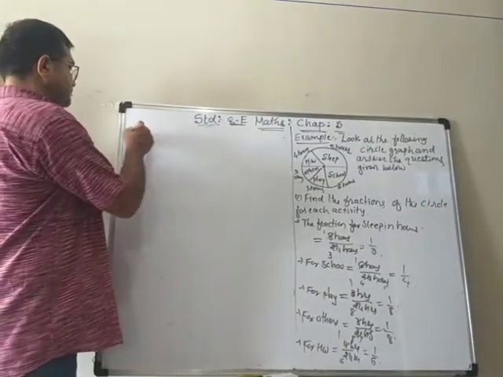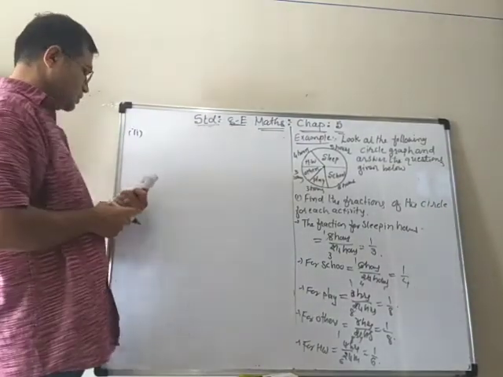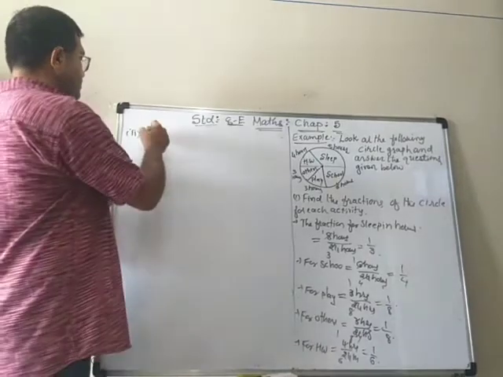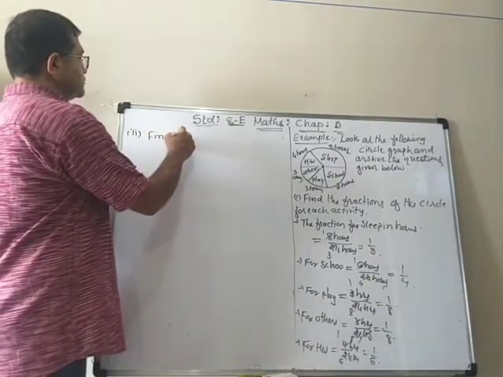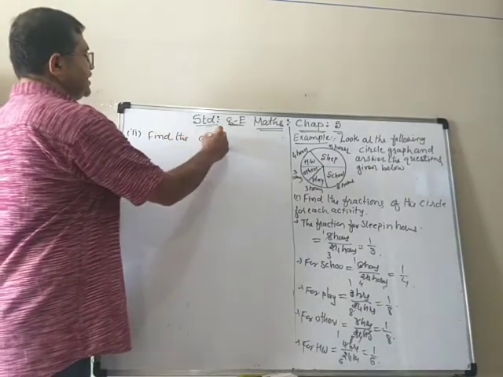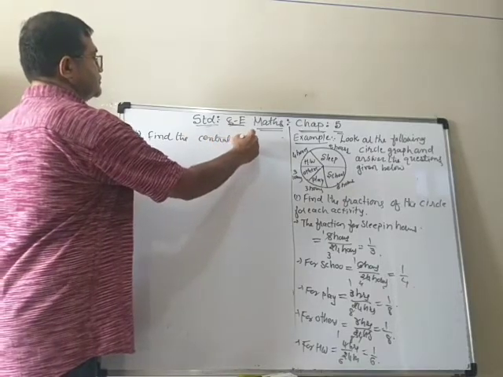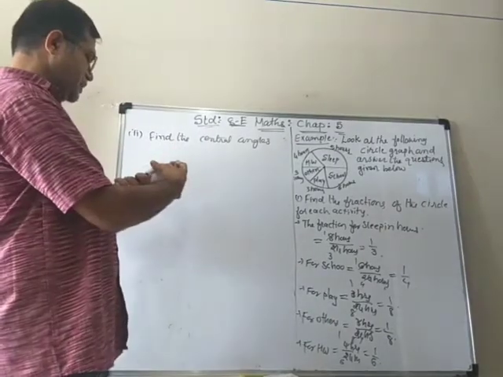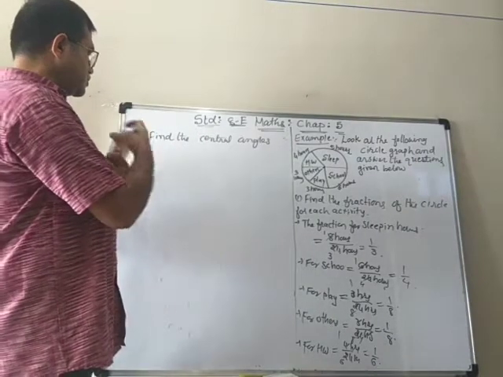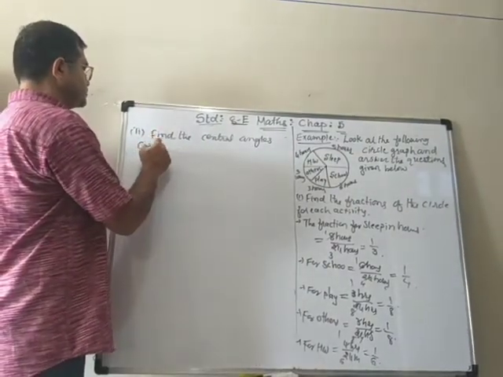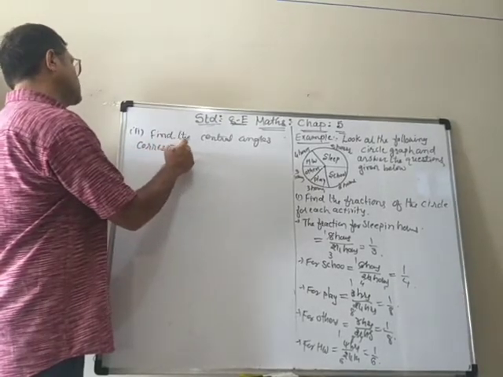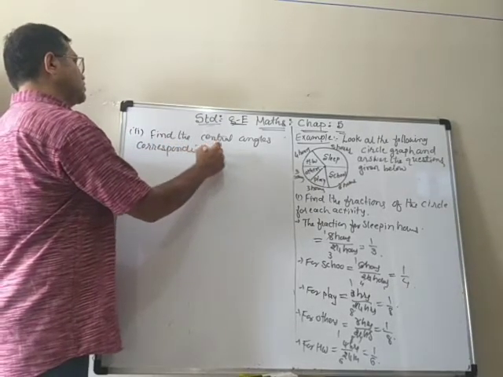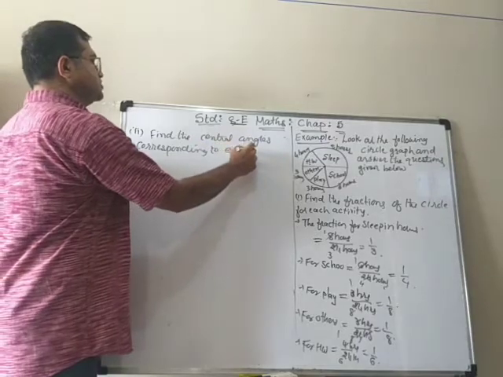Second question is: find the central angles corresponding to each fraction, each activity.